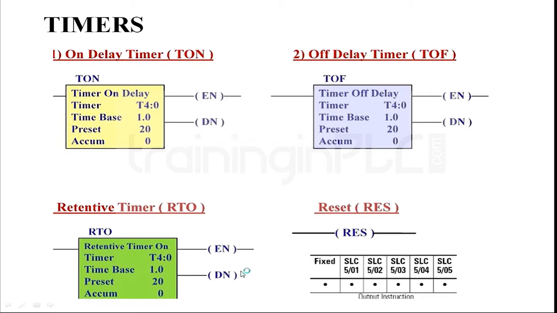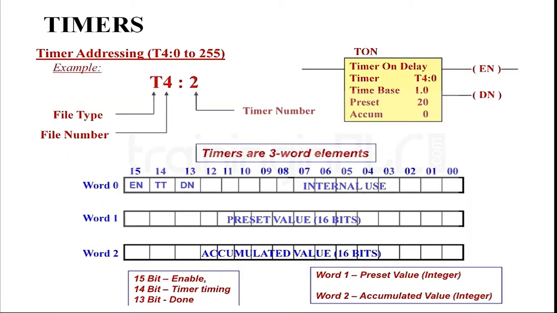coil for that. So all the four blocks over here are output instructions. Timer on delay, off delay, retentive and even reset, all are output instructions. Before getting into the software, I'll show you some timer specifications. In total we can use 256 timers in a single program.